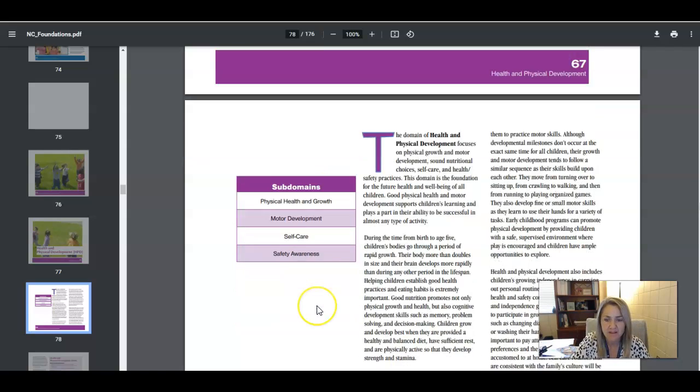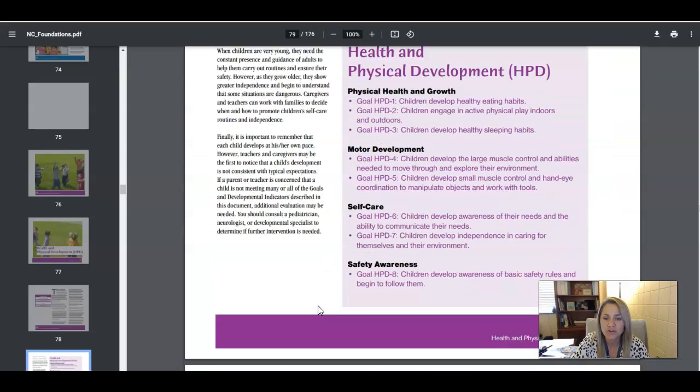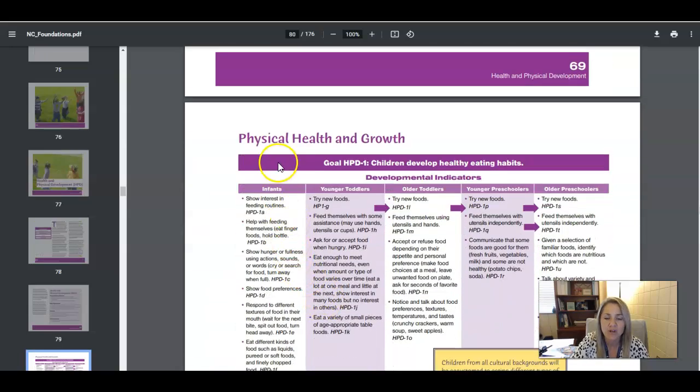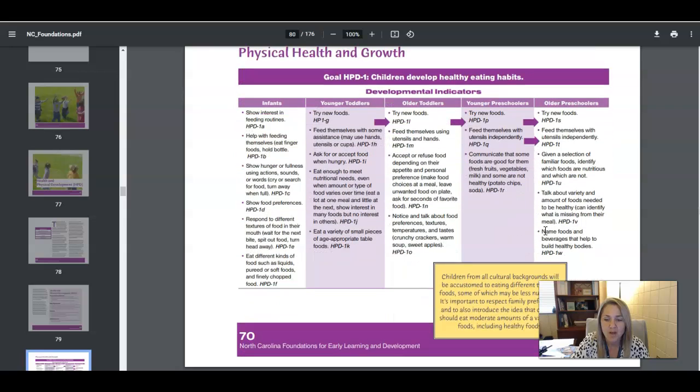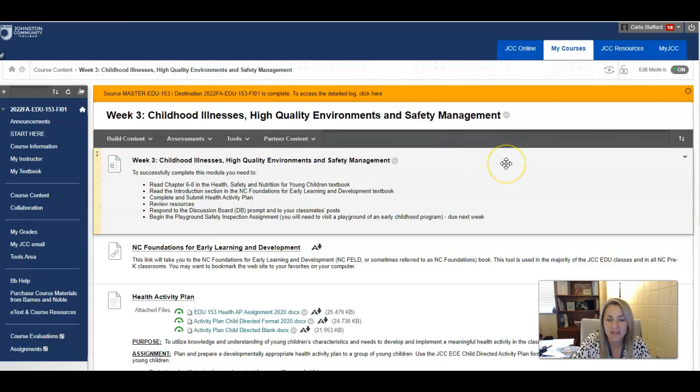It has the subdomains listed here, and really when you're doing your activity plans, it's best for you to take a look at the goals as they are written out here in this section, but also the developmental indicators related to that goal. So be sure to use this when you're doing your activity planning. The reason we use Foundations in all of our classes here is because it is the statewide standard course of study for all early childhood classrooms, and in licensed child care facilities you have to align your activity plans with Foundations.